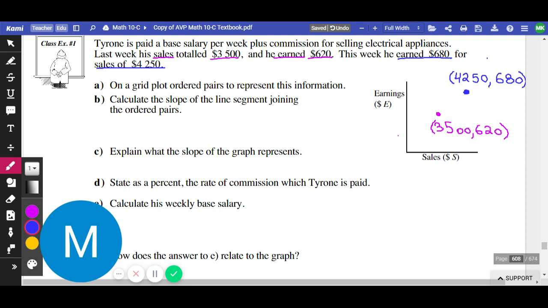Question B says calculate the slope of the line segment joining the ordered pairs. So, if I wanted to figure out slope, and all I have is two ordered pairs, I'm going to use my formula y2 minus y1 divided by x2 minus x1. You need to remember that. If I have two ordered pairs, that's the formula I go to. We'll call this one x1, y1. We'll call this one x2, y2.